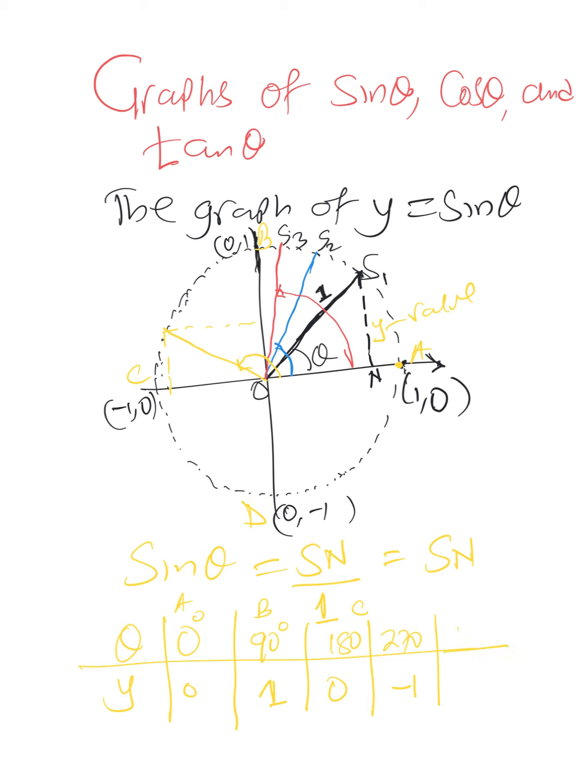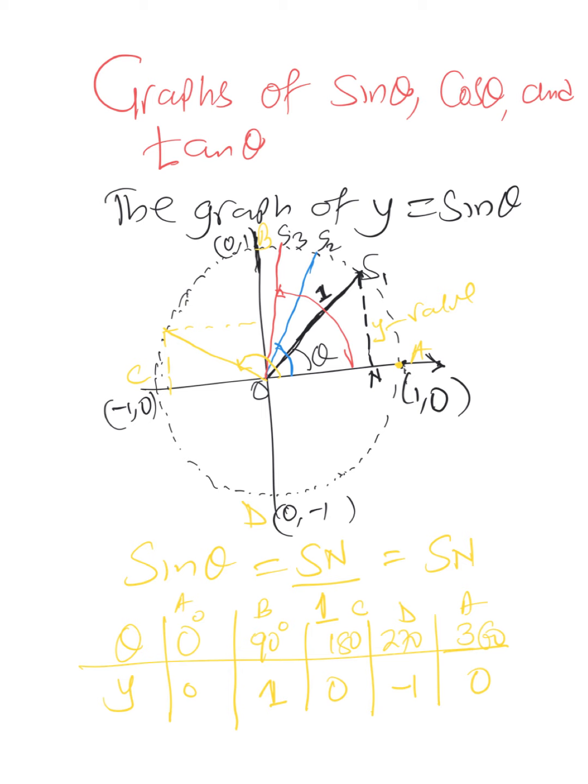And then 360, okay, y value is 0. So A, B, C, okay, D, and then back to A. Okay, so we have completed the complete revolution, but you can do it somewhere and try to imagine what I'm talking about here. Okay, so what do we do? How do we come up with the sine curve?